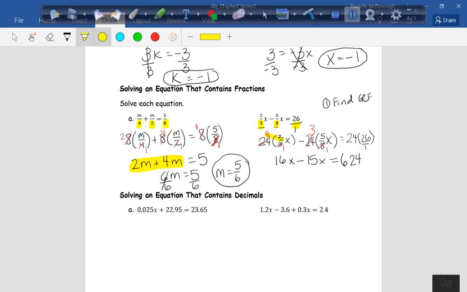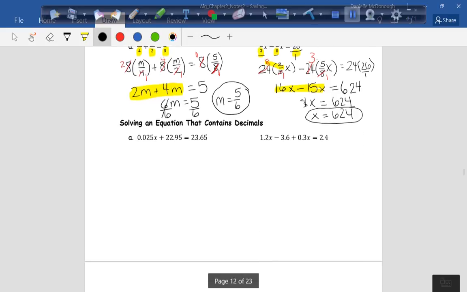So now we just need to look on this side. I have some like terms that I can combine. Well, 16x minus 15x is 1x equals 624, or this can just be written as x equals 624, because remember, we don't need that 1 out in front there. So again, to clear your fractions, you're going to multiply each term by the greatest common factor, and then that's going to clear your fractions, and you're going to solve it just like we did before.